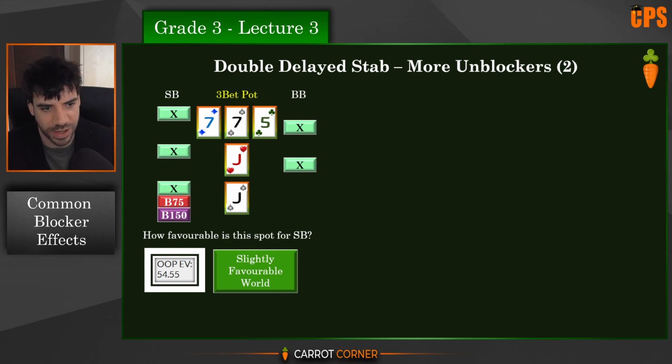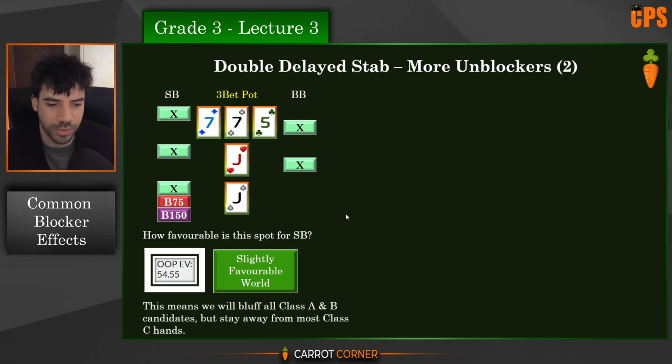The reason Ace-X has become stronger here is that it's basically just surviving on a bricky texture that's hard to hit, that's not being outdrawn by numerous lower unpaired cards, because there are very few unique cards for unpaired hands to hit in this texture. This means that we will bluff, being in a slightly favorable world, all of our Class A hands. These are ones with a Y-1 factor for unblocking folds. We're going to be unblocking a lot of folds with Class A.